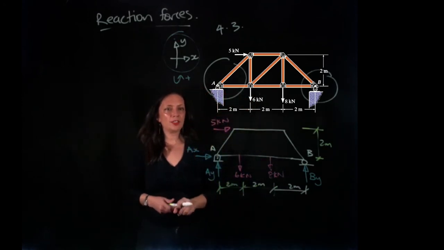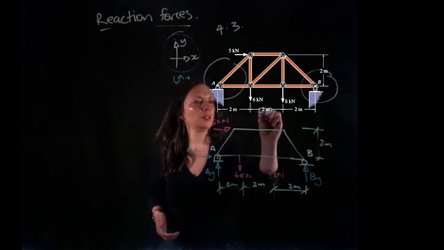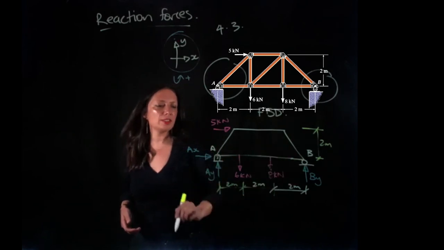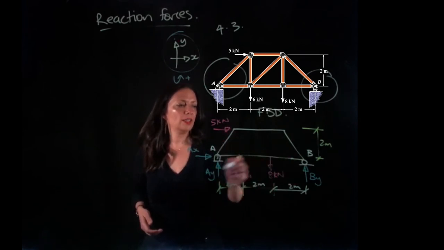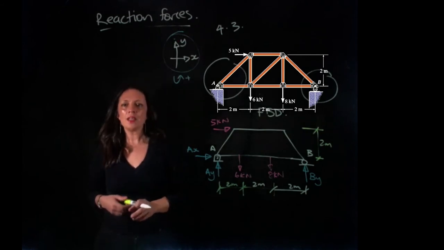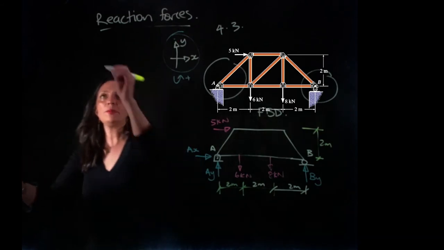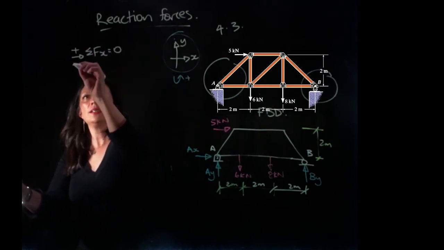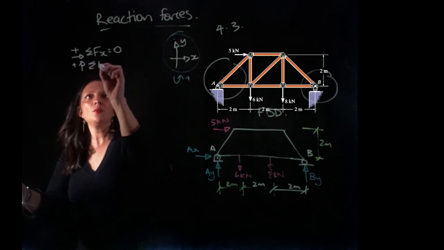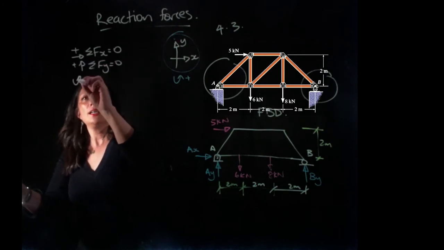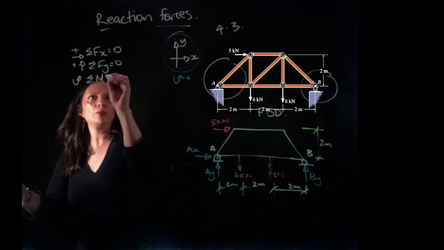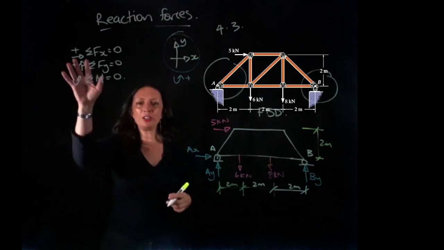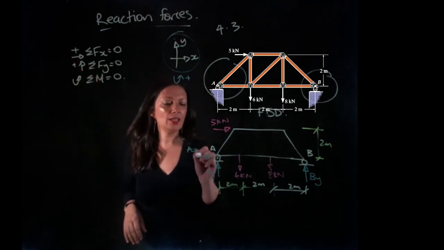Okay, so here we have our free body diagram. That's step 1. We have all our forces, we've identified our reaction forces, and we have all our forces acting on the system. So what are my equations for equilibrium? Sum of the forces in the x direction has to equal 0. Sum of the forces in the y direction has to equal 0. And sum of the moments acting at a point has to equal 0.